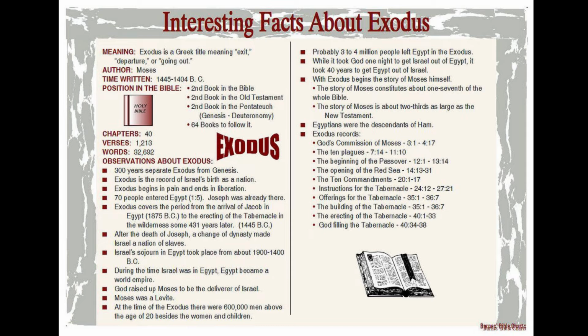We learn how they start the Passover, the beginning of that religious ceremony. They declare it in chapter 12, going on to chapter 13. We read about the opening of the Red Sea. We read about the 10 Commandments, which leads into our lesson today, and that's recorded in chapter 20. God gives them instructions on how to build the tabernacle, started in chapter 24.